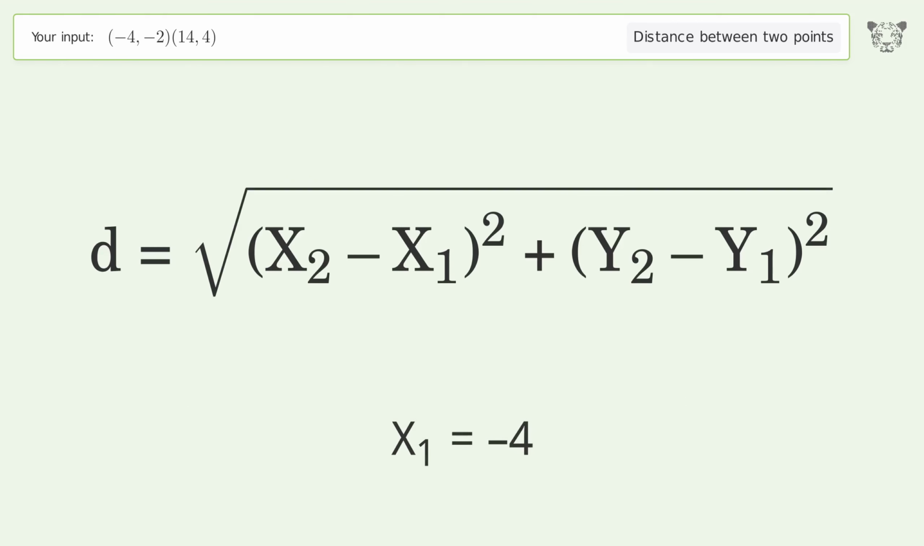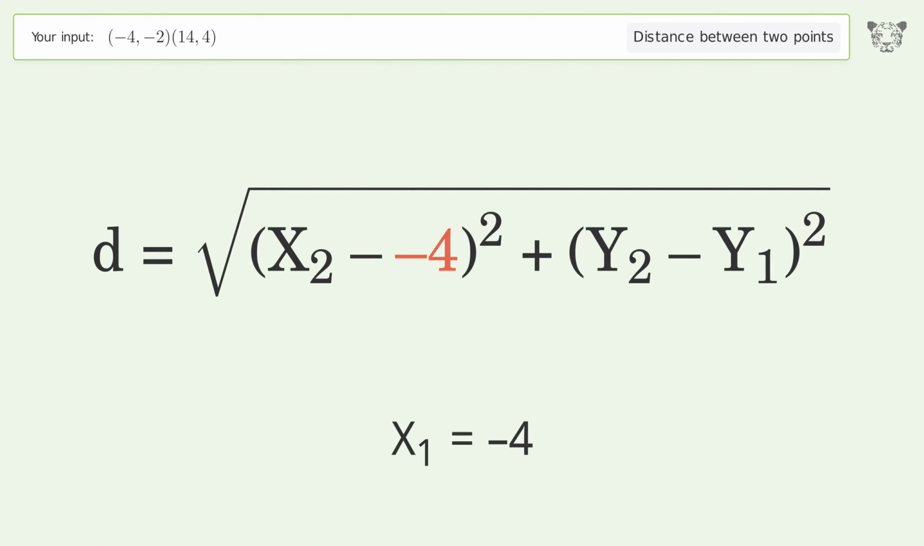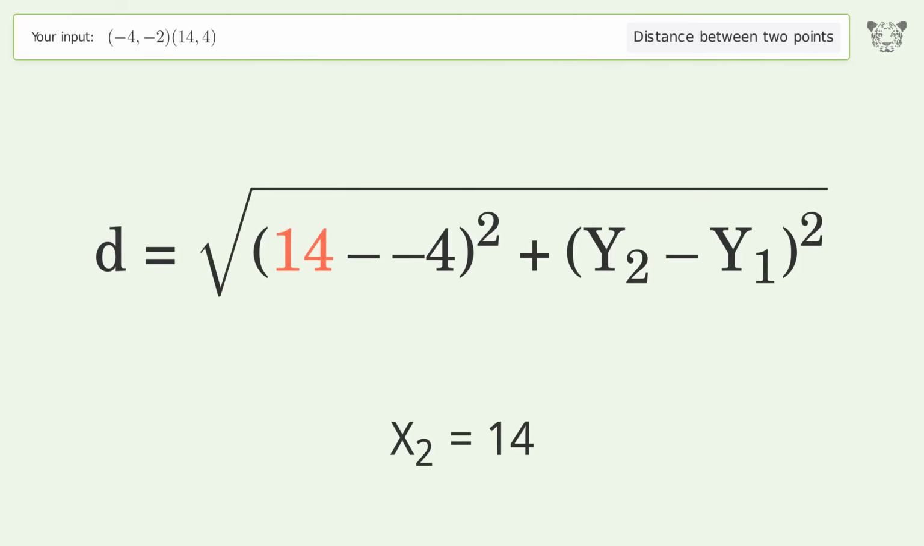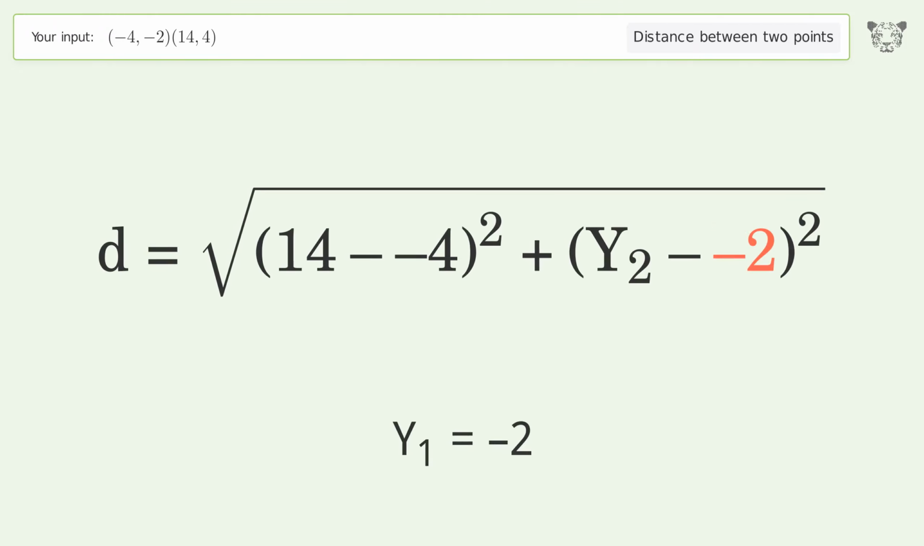x1 equals -4. x2 equals 14. y1 equals -2. y2 equals 4.